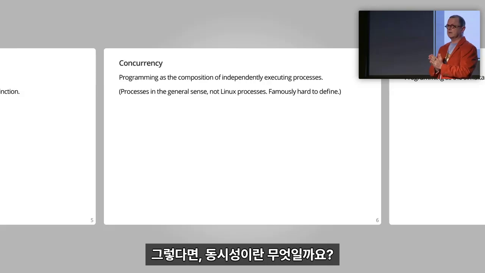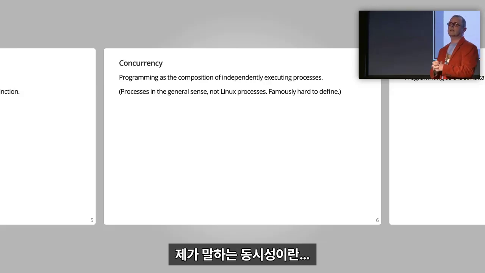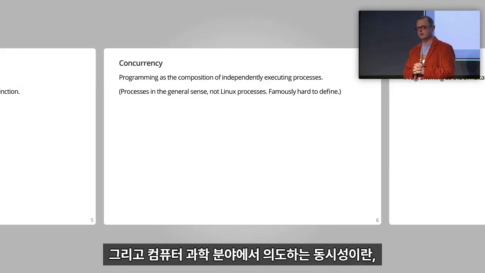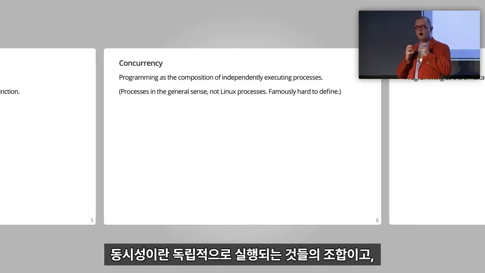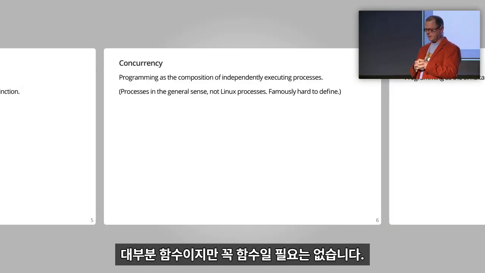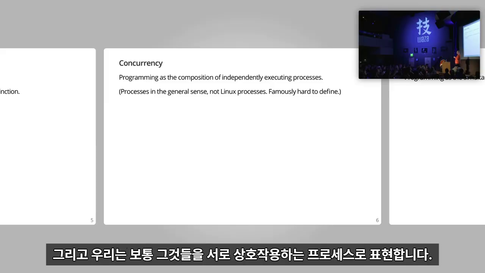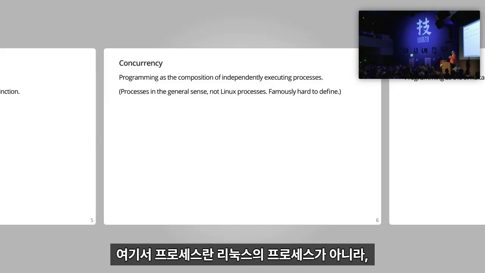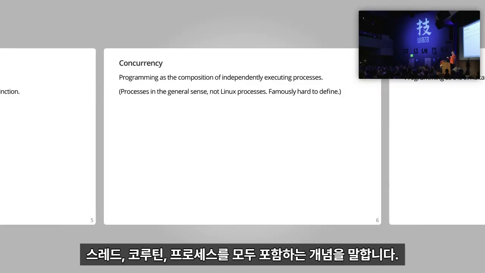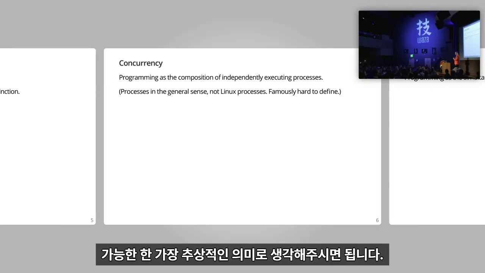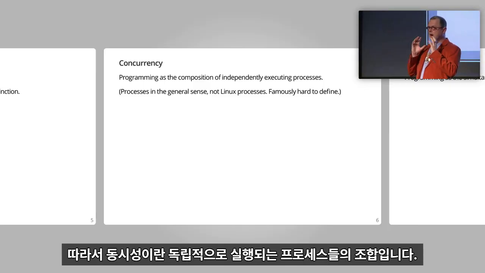So what is concurrency? Concurrency, as I'm using it and as it's intended to be used in the computer science world, is a way to build things. It's a composition of independently executing things, typically functions, but they don't have to be. We usually express those as interacting processes. And by process, I don't mean a Linux process. I mean the general concept that embodies threads and coroutines and processes, the whole thing. So think in the most abstract possible sense. It's the composition of independently executing processes.